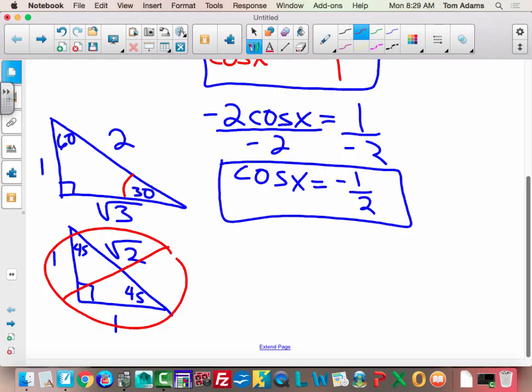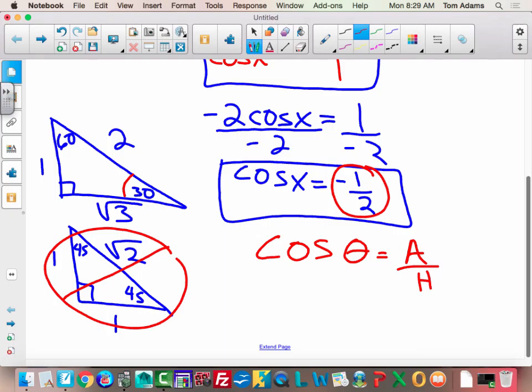Now listen to me carefully. If 30 degrees is our angle, what is the adjacent side of that triangle? Square root of 3. Do you see the square root of 3 over here anywhere? No. So what I'm trying to lead you to think about is cosine of theta is equal to the adjacent over the hypotenuse. Does the hypotenuse part match up? Yeah, 2.